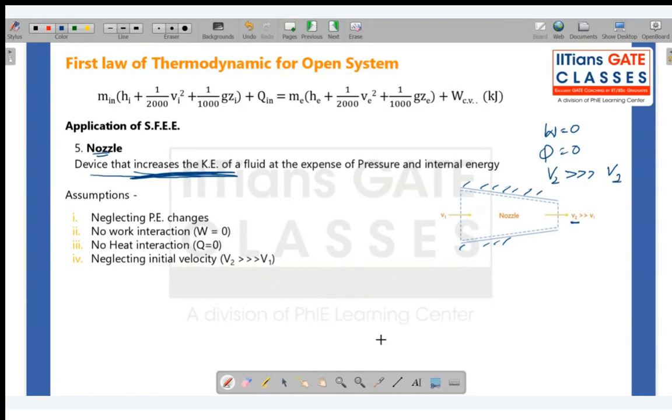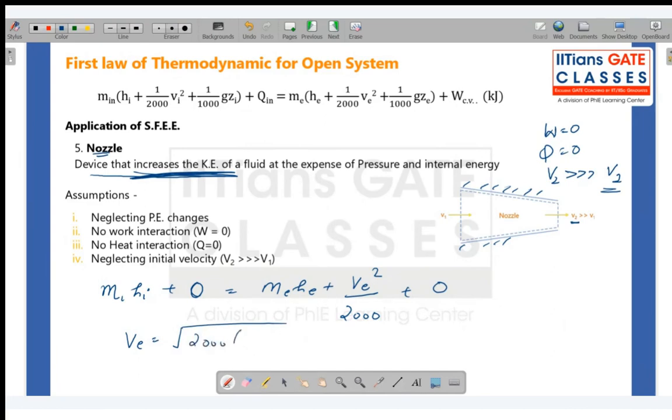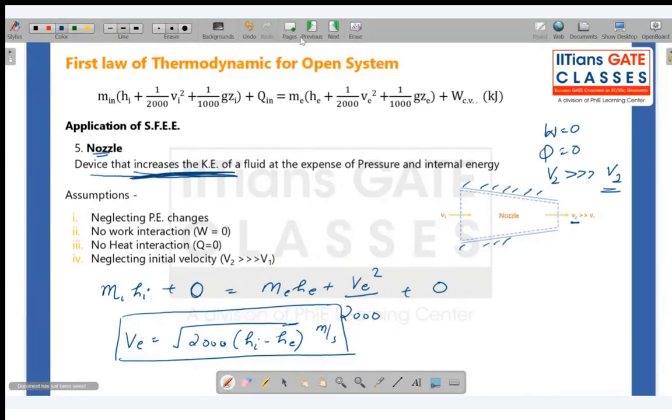If I apply this in our equation, what will I have? m dot i hi plus, I could write vi square by 2000 here, but I am not writing it because v1 is negligible. Plus q, which is also zero, is equal to m dot e times he plus ve square by 2000, plus work is zero. So exit velocity will be equal to the square root of 2000 times hi minus he. Now, I know that you will have some doubt about where this 2000 came from. Do you have this doubt, or can someone explain to me?